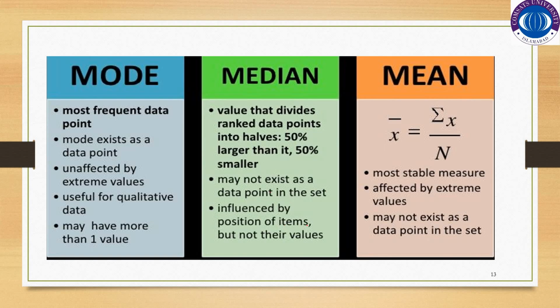It is influenced by the position of the items but not their values. If we have different data sets and all the data sets are of size, let's suppose 10, okay, then always the middle, or we can say the average of the 5th and 6th value, is the median. Now the median is affected by the position of the items, not by the values of the items.